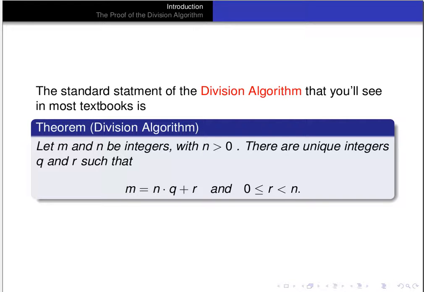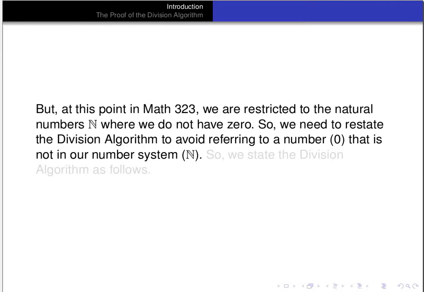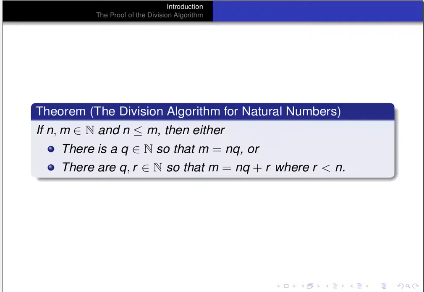So there are a couple differences between this standard statement of the division algorithm and the statement that we are going to give and prove in this course. Firstly, at this point in Math 323, we're restricted to the natural numbers, and we don't have 0. 0 is not a natural number. So we first need to restate the division algorithm to avoid referring to a number that's not in our number system. To do that, we'll just break it up into cases and state the division algorithm as follows.